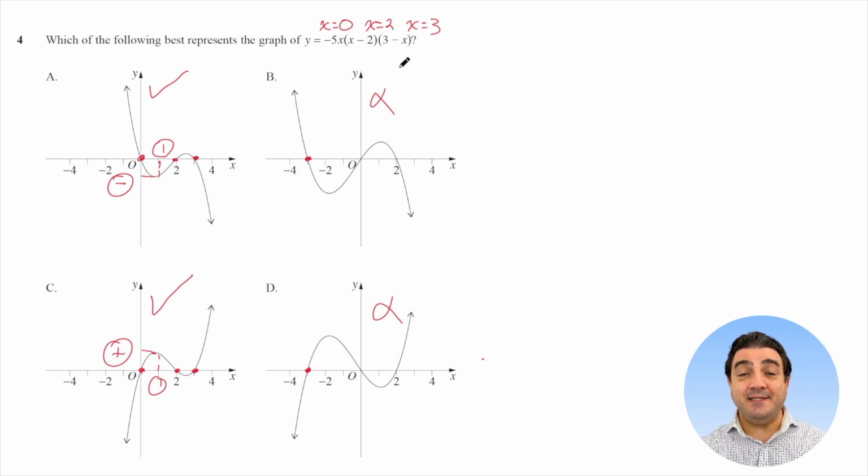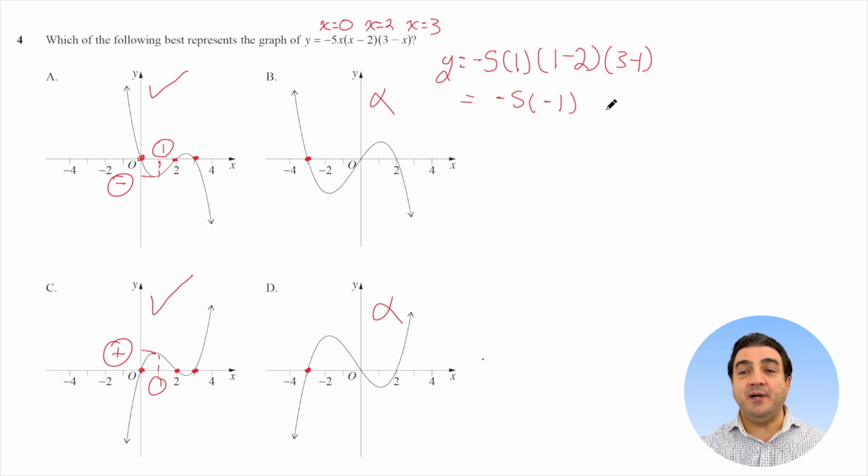We replace the x's with 1s, so we get y = -5 times 1 times (1 - 2) times (3 - 1). So here we get -5 times 1 is -5, 1 - 2 is -1, and 3 - 1 is 2. Therefore, -5 times -1 is 5, times 2 is 10. So therefore, y is positive, and it is consistent with C. Therefore, C is the answer.